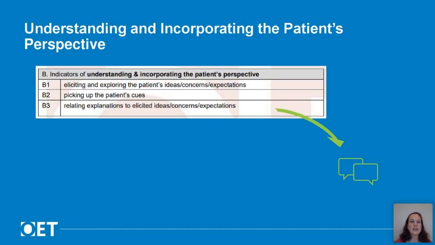So the next clinical communication criteria is understanding and incorporating the patient's perspective. So this means asking the patient to tell you about what is worrying them or what they feel comfortable to do. Or if they tell you this information without you needing to ask, asking follow-up questions to make sure you fully understand, or respond in a way to show you have listened by including some of what they say in your response, or an explanation you give later in the conversation.